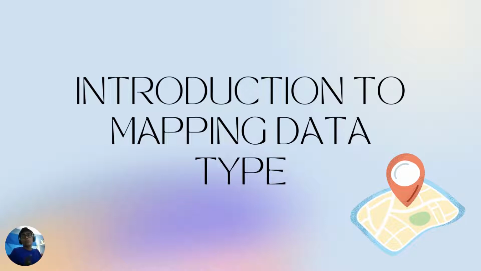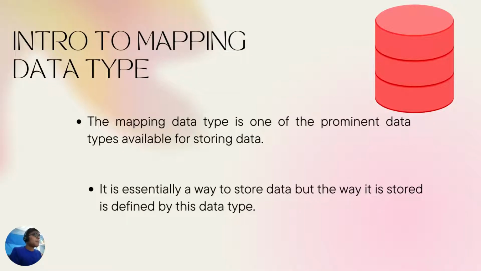Introduction to mapping data type. So what is its definition or its default meaning? Well, it is essentially a way to store data, but the way it is stored is defined by this data type. It makes sense, but not much. Let's go in depth. The mapping data type is one of the prominent data types available for storing data. It is essentially a way to store data, but the way it is stored is defined by its data type.